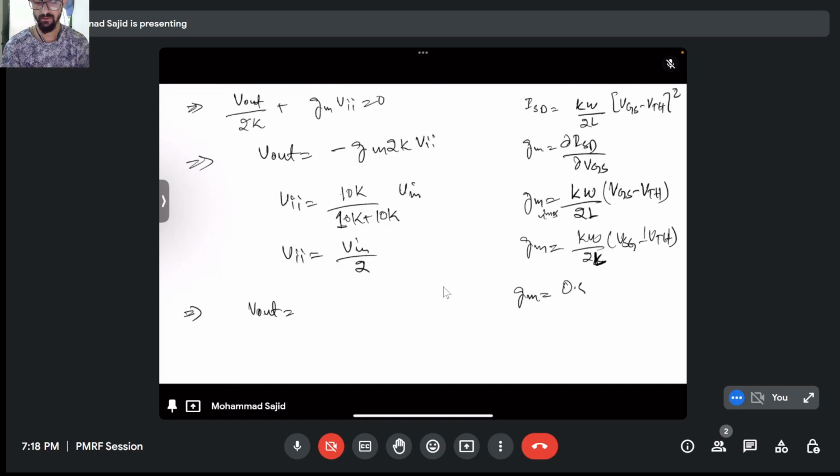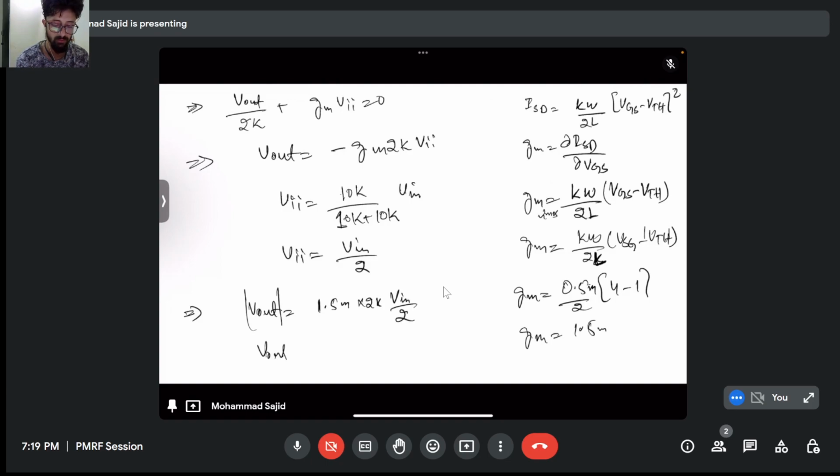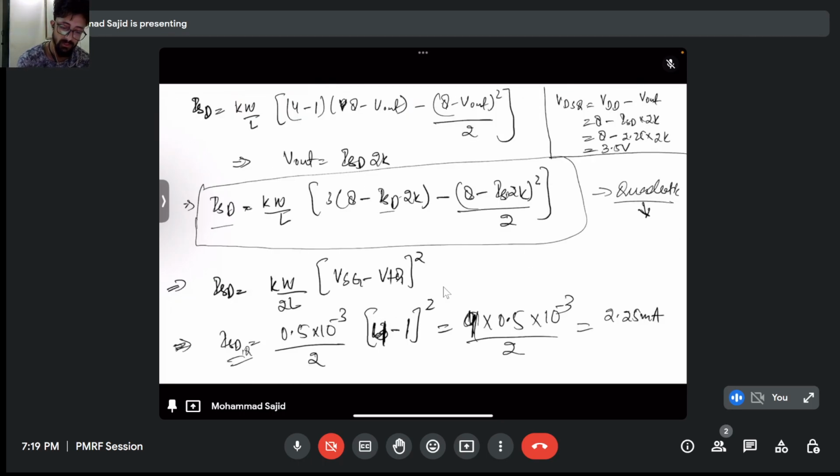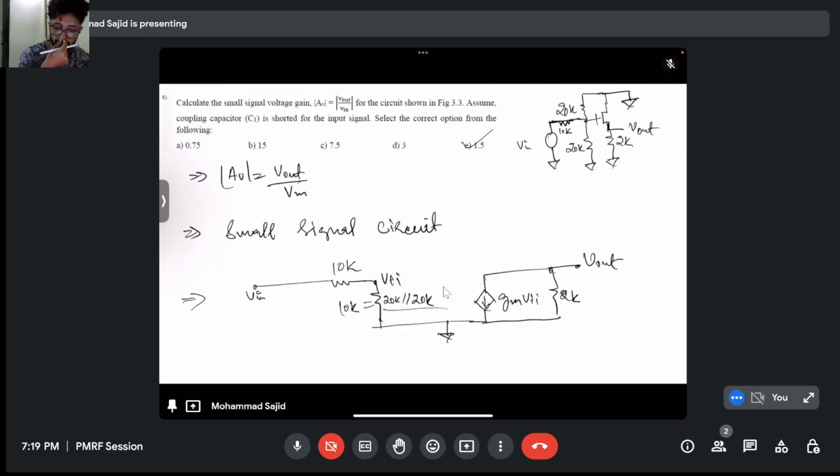So we know the values. This is 0.5 milli, this is 4 minus 1. GM comes out to be 1.5 milli. Now mod of V output will be simply equal to 1.5 milli into 2K times V input by 2. This will give me V output by V input. It's equivalent to 2 and 2 will go, 1.5. This is the gain of the circuit. So we are done. The right answer is that option.